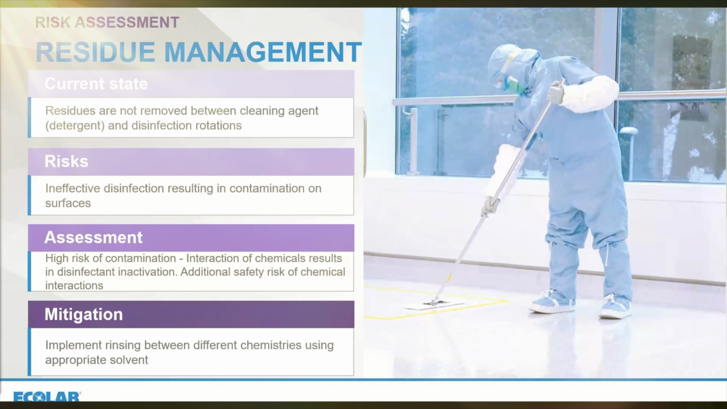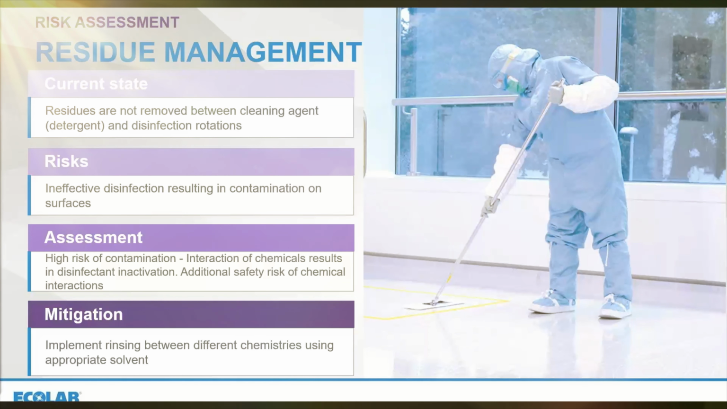Clearly, for aqueous-based disinfectants, for example, water might be the most appropriate to lift those off the surface. But it's important that you understand what those chemistries are and define the appropriate agent, solvent, sorry, to remove that off the surface. So thinking about the contamination control strategy around residue management, it's having that structured view of what's going down on each surface, what the risks are, and making sure that your management plan addresses those risks proactively.